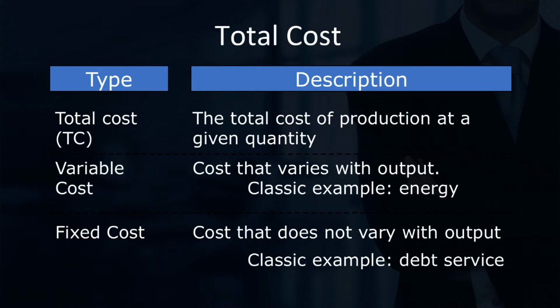So variable cost, this is a cost that varies with output. So as output increases, the cost will also increase. But fixed cost does not vary with output, so as output increases, fixed cost will remain constant.